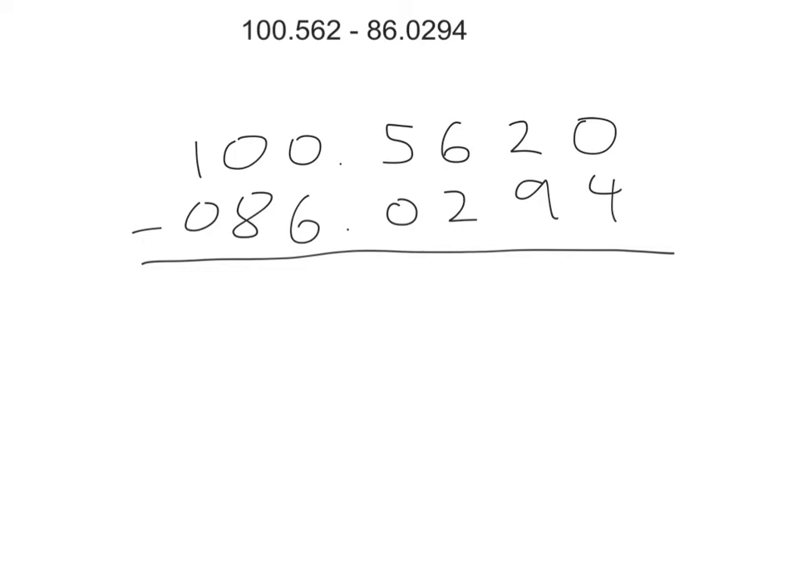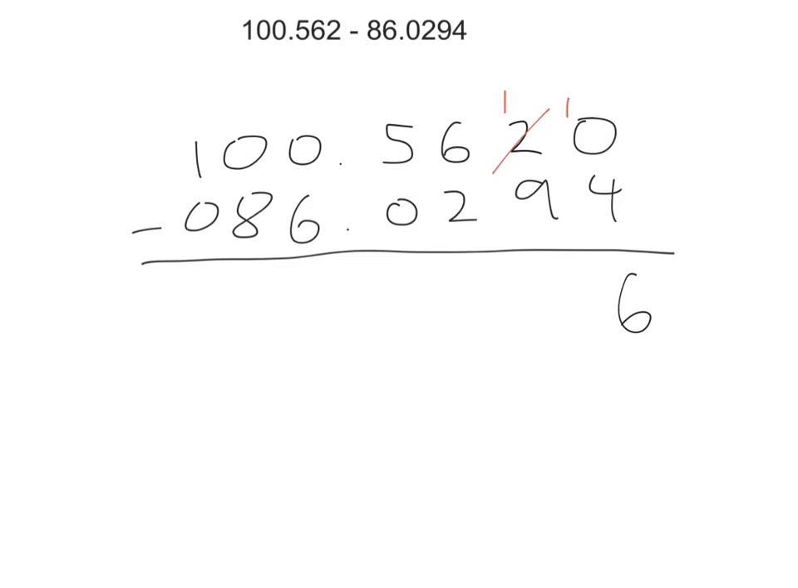So we start off by arranging these numbers in these columns, like you see here, and we start from the right. So 0 minus 4 we can't do because the top one is smaller than the bottom one, so we need to borrow 1 from over the next column. So we put 1 next to the 0, and the 1 that we borrowed from the 2 now becomes the 1. So 10 minus 4 equals 6.